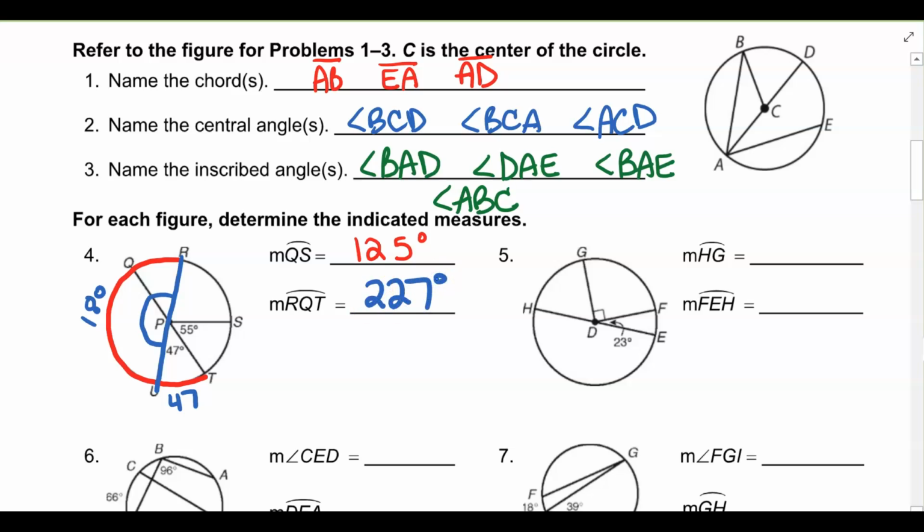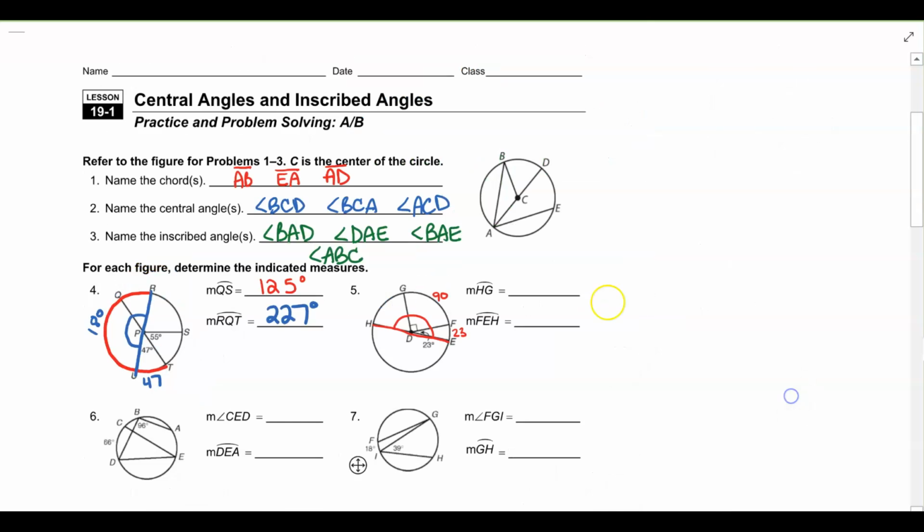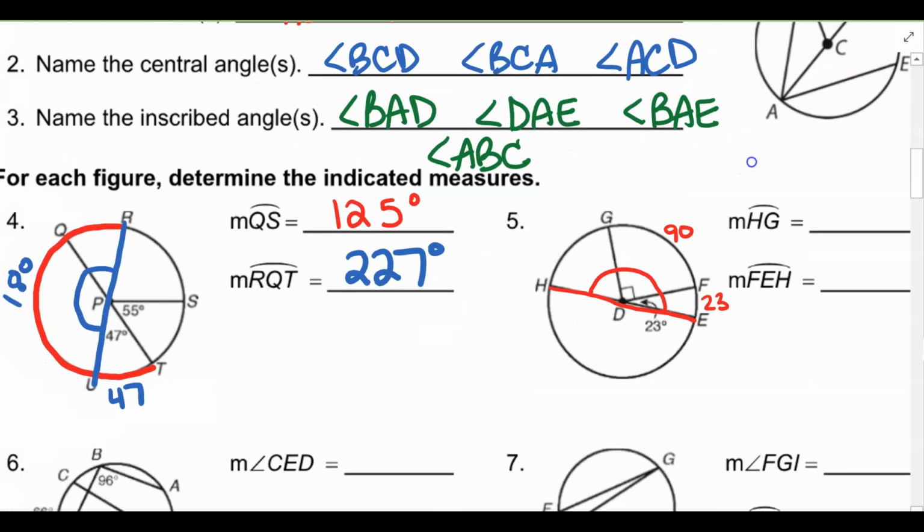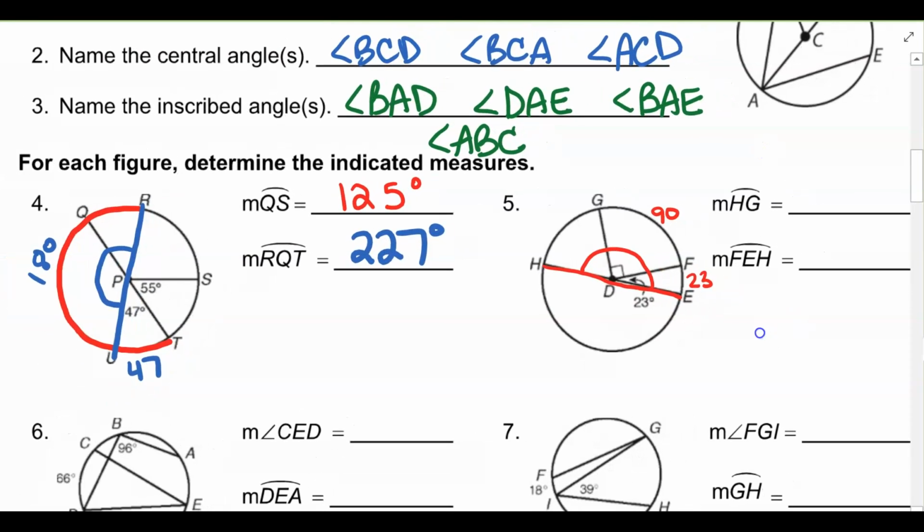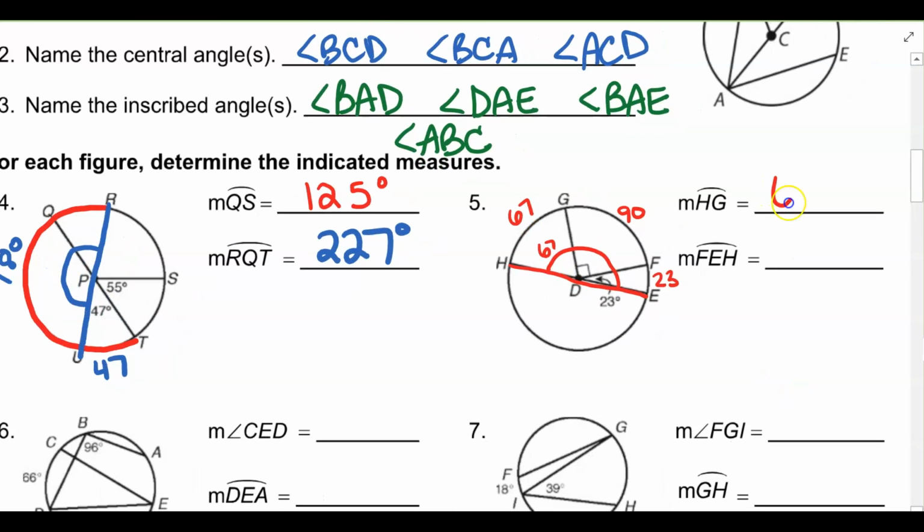Okay, number 5. Measure of arc HG. Okay, same situation. If this angle is 23, then this is 23. If this is a right angle, then this arc is 90. If I see that I have a diameter, I know that I have a semicircle worth 180 degrees. So if all three of these should add up to 180, and I already know one is 90 and the other is 23, I subtract them. So when I subtract the two that I know from 180, I get a missing angle measure of 67 degrees, which tells me this arc is 67 degrees.